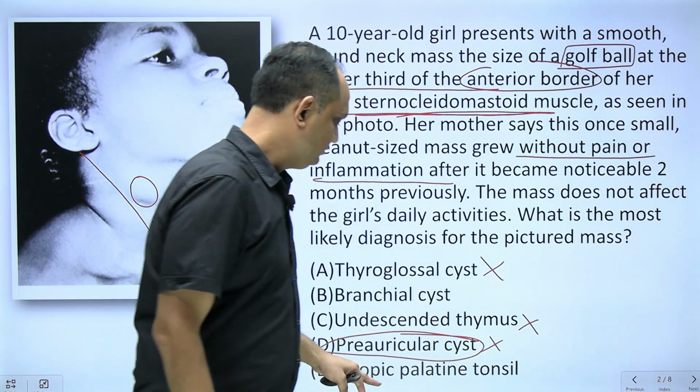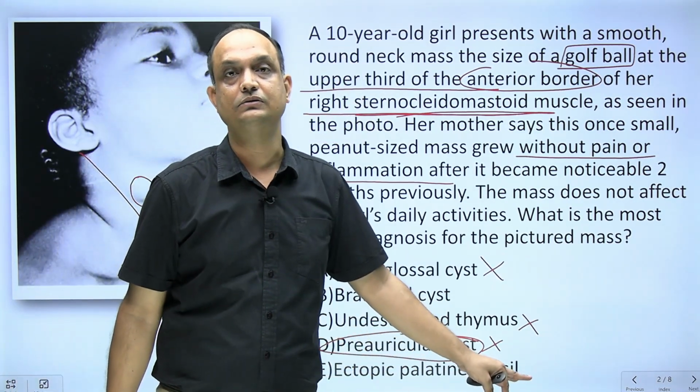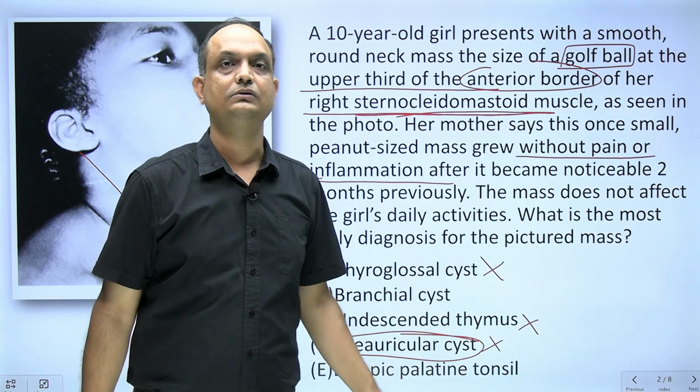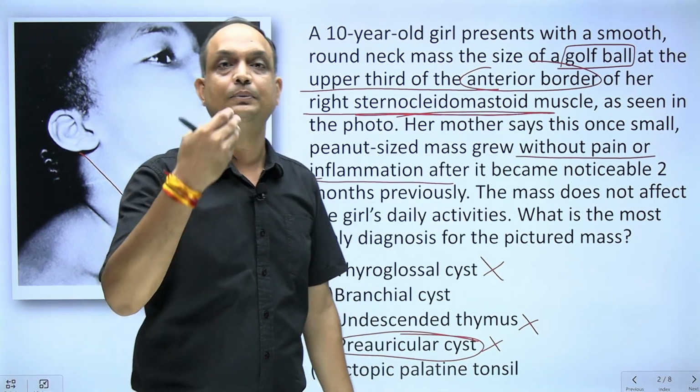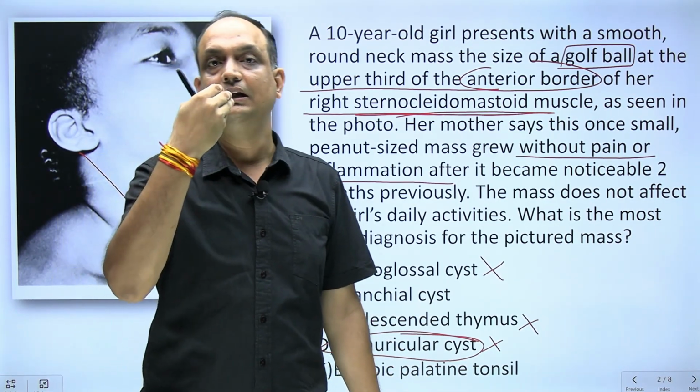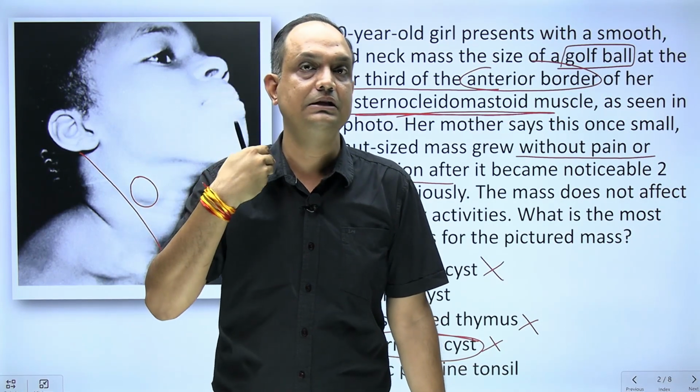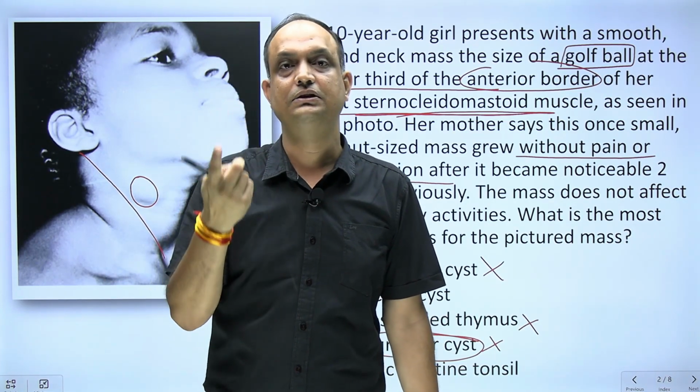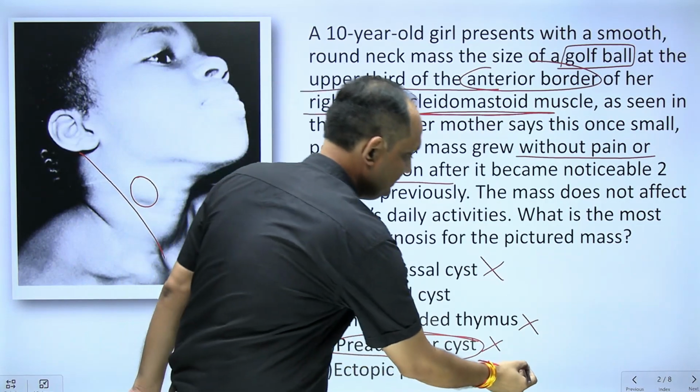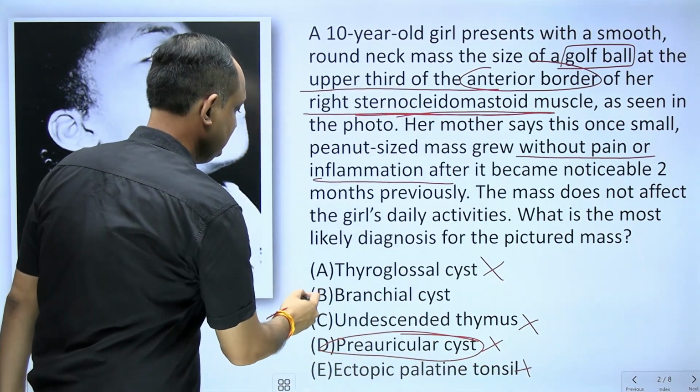Now when we are talking about ectopic palatine tonsil, the ectopic palatine tonsils, if present, are present inside the oral cavity in different parts of the pharyngeal wall. They are not an external appearance. So this cannot be the answer. So your answer is branchial cyst.